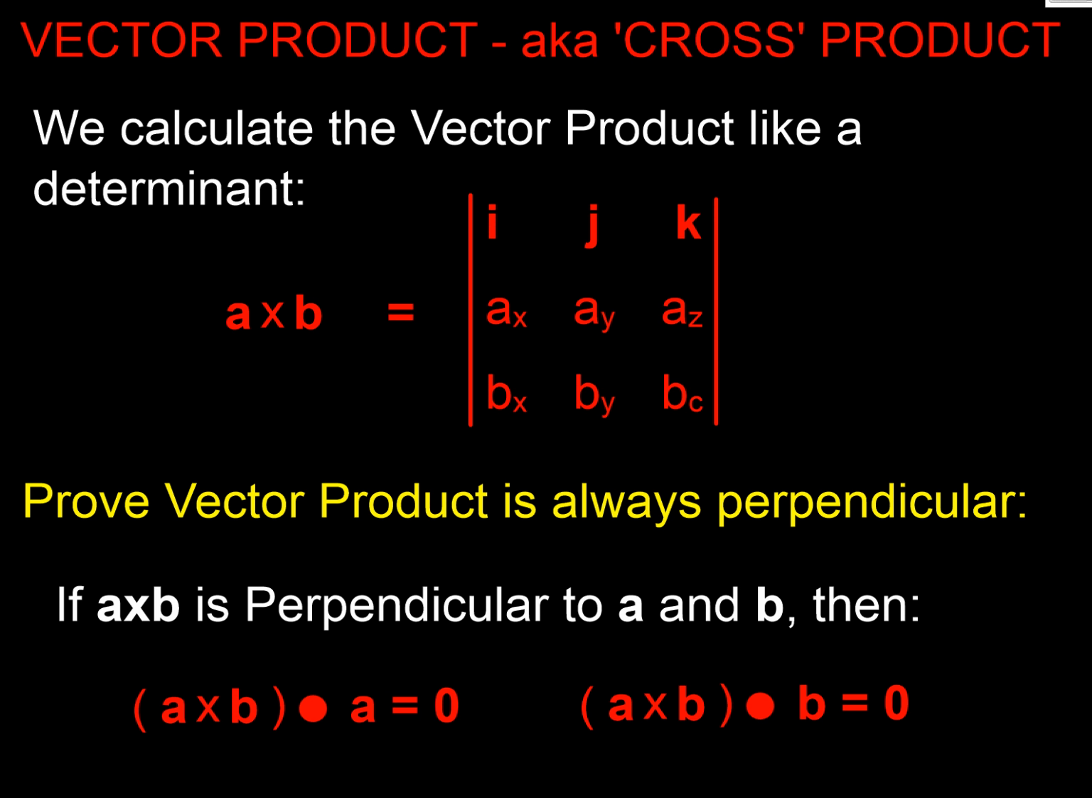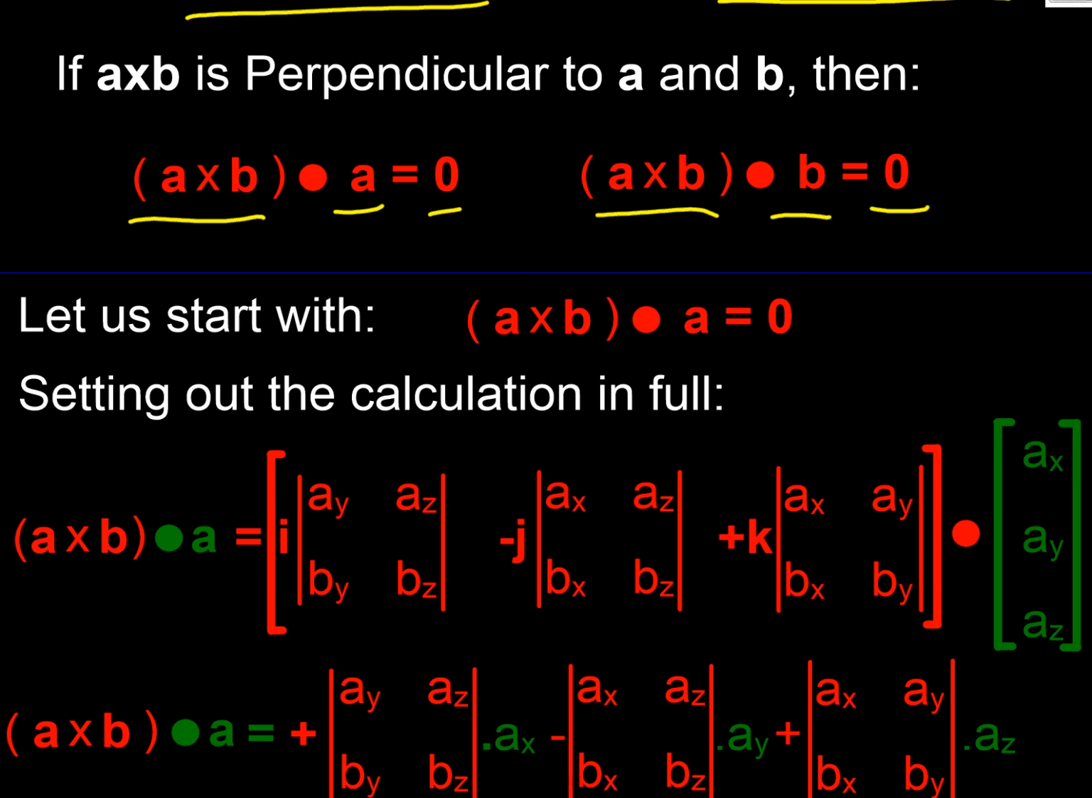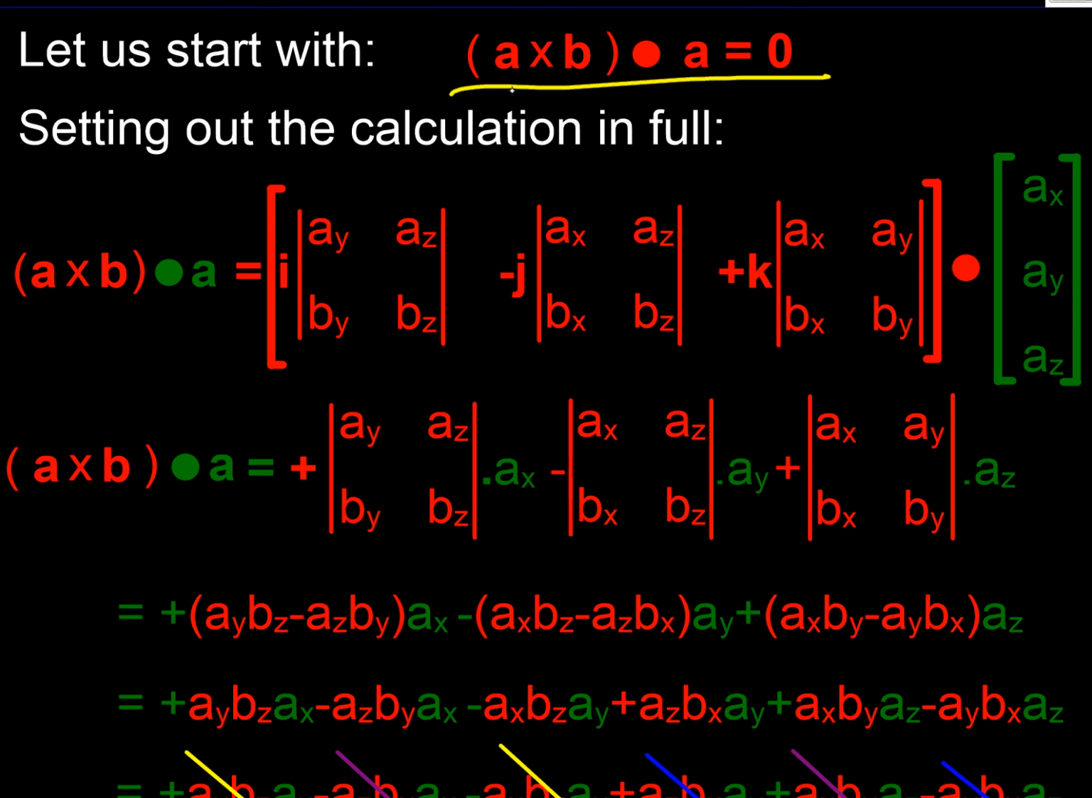Should we prove to ourselves that the vector product is always perpendicular? Yeah, let's have a go at that. Well, if that's true to the original vectors, then the A cross B dotted with A must equal 0, and the A cross B dotted with B must equal 0, always. So let's just work that through, shall we? Let's do it with the A cross B dotted with A.